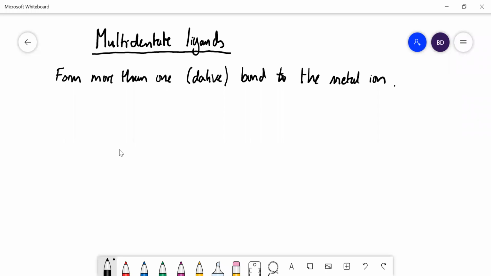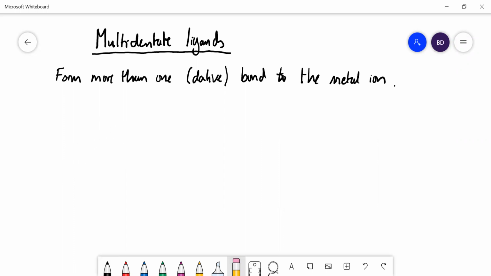Multidentate ligands. What they are, they're ligands that can form more than one dative bond to the metal ion. Now you might think, oh well, water could be a bidentate because it's got two lone pairs on the oxygen, but of course, because of the angle involved, only one of those can ever form a lone pair bond to a metal ion.